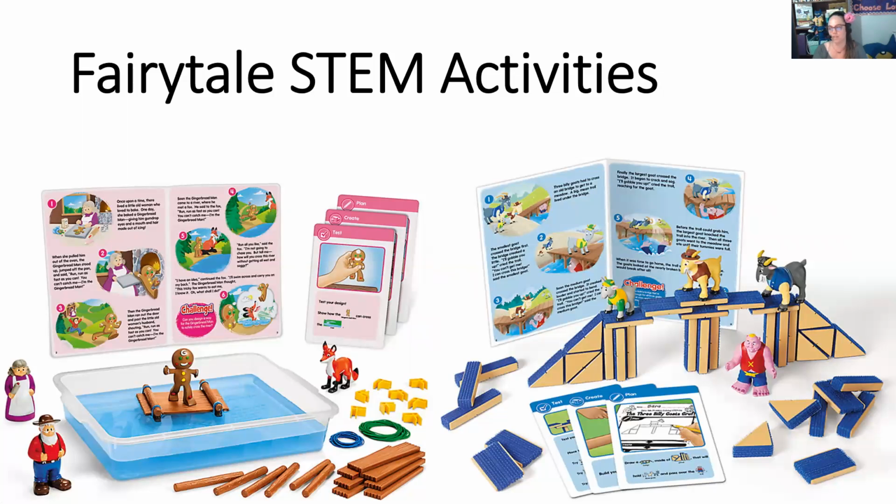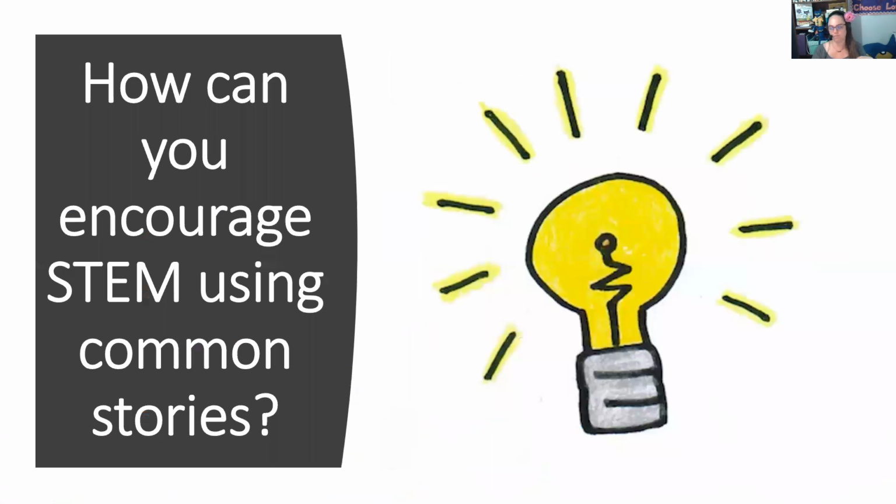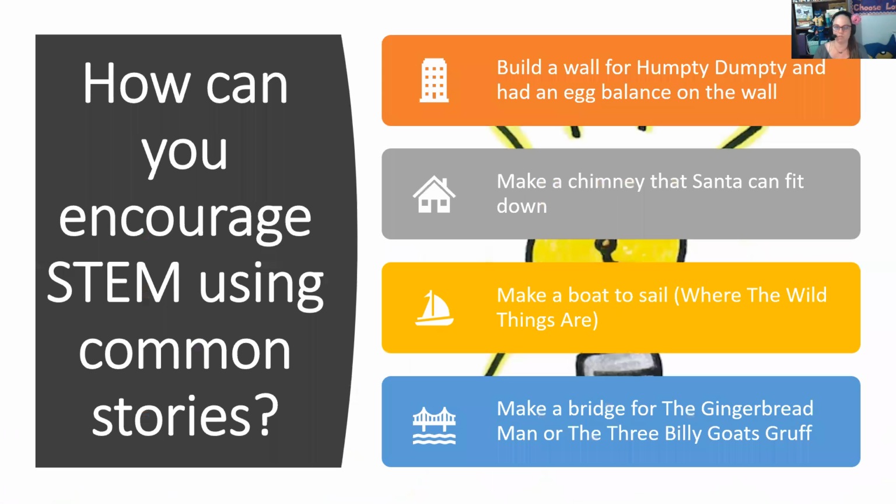Another way to explore STEM is using fairytale STEM activities. So here are some different things that are already available at Lakeshore. So how can you encourage STEM using common stories? You can build a wall for Humpty Dumpty and have an egg balance on a wall. You can make a chimney that Santa can fit down, make a boat to sail, kind of like from the story Where the Wild Things Are. Make a bridge for the Gingerbread Man or the Three Billy Goats Gruff, or for the Gingerbread Man, you can also do a boat.